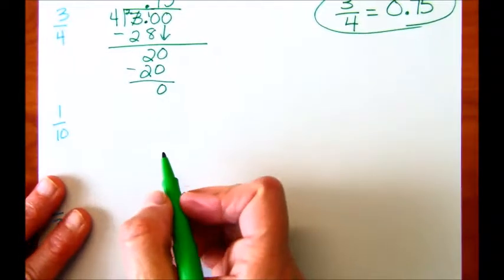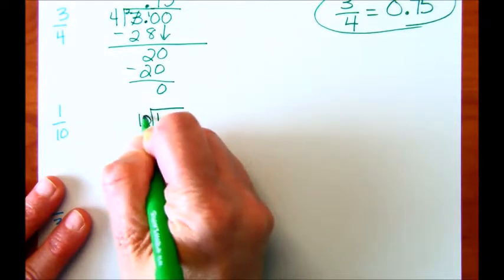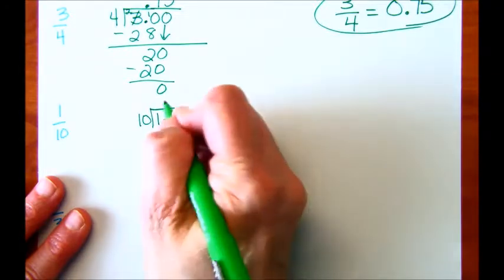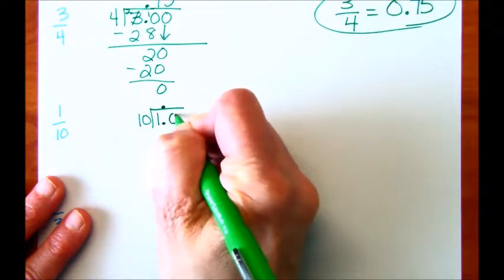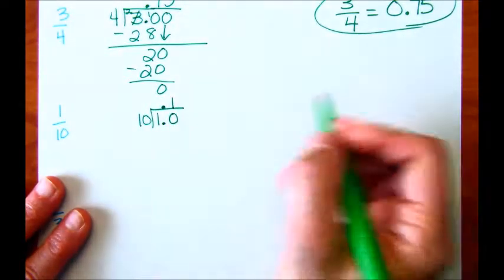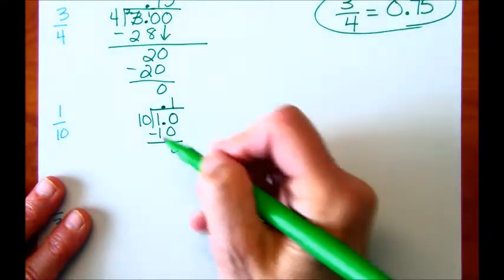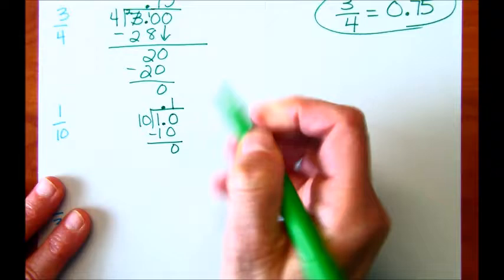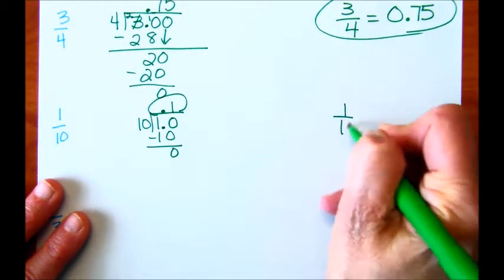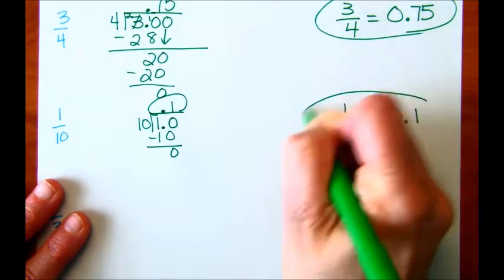Let's try 1/10. 1 divided by 10. 10 does not go into 1, so write down my decimal and bring it up, and then add a 0. 10 goes into 10 one whole time, and that's going to give me 10. Notice my difference brings me to 0. I can stop. So 1/10 is equivalent to 1/10.